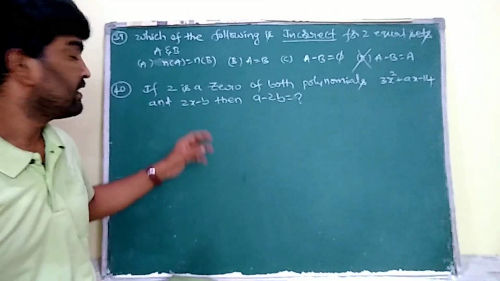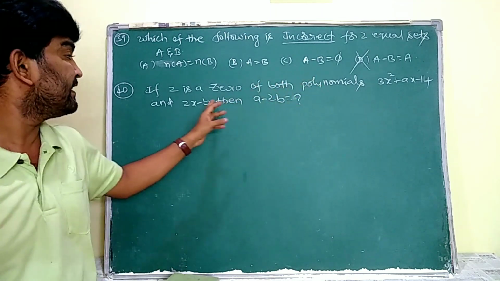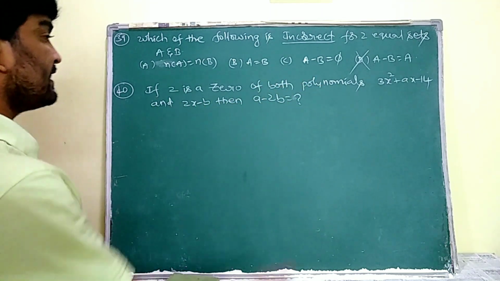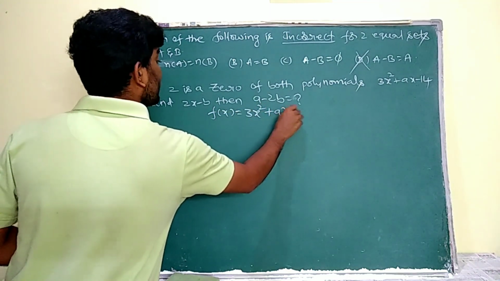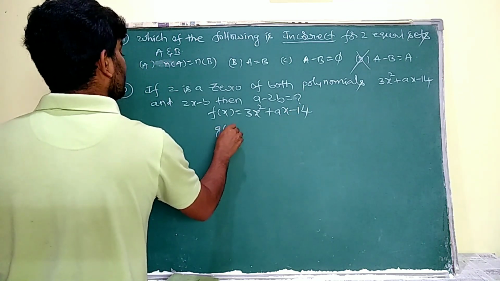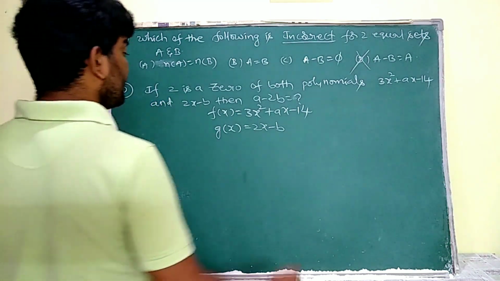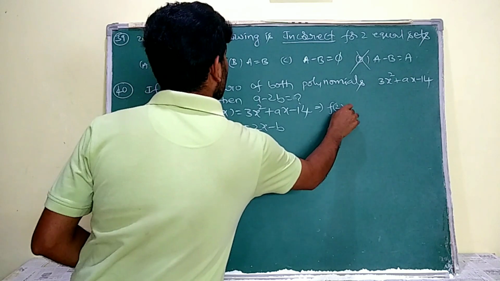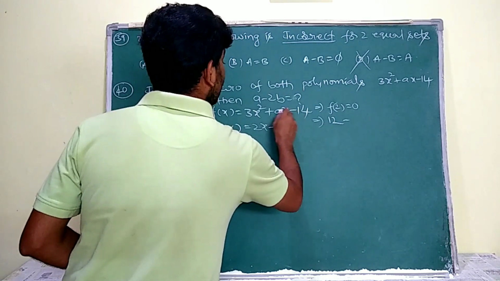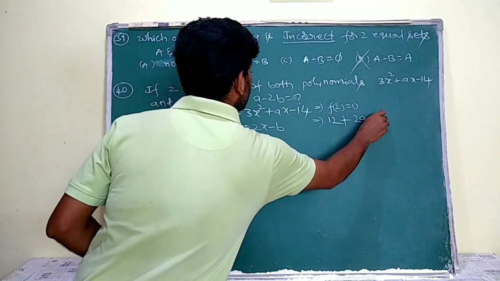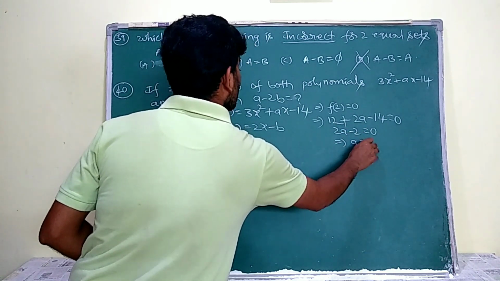So that is incorrect. Now, if 2 is a zero of both the polynomials 3x square plus ax minus 14 and 2x minus b. Let us suppose the first polynomial is f of x. F of x is equal to 3x square plus ax minus 14. G of x is equal to 2x minus b. So this 2 is the common root for both. So f of 2 is equal to 0. F of 2 means 3 into 2 square, that is 12, plus 2a minus 14 is equal to 0. That means 2a minus 2 is equal to 0. That implies a is equal to 1.